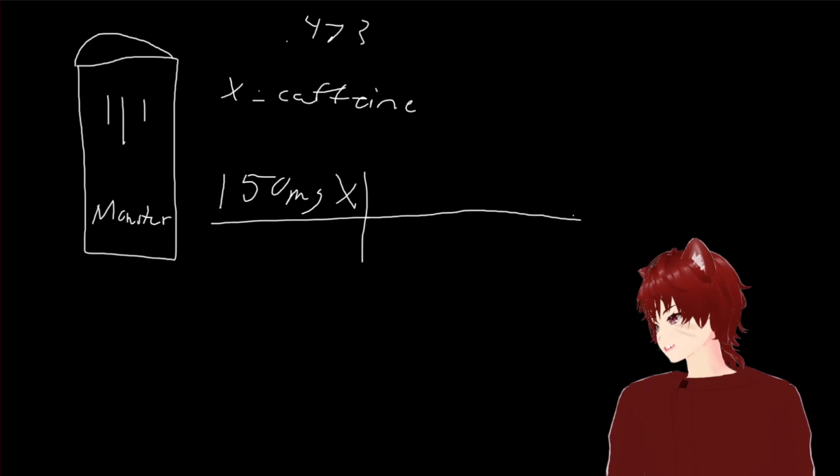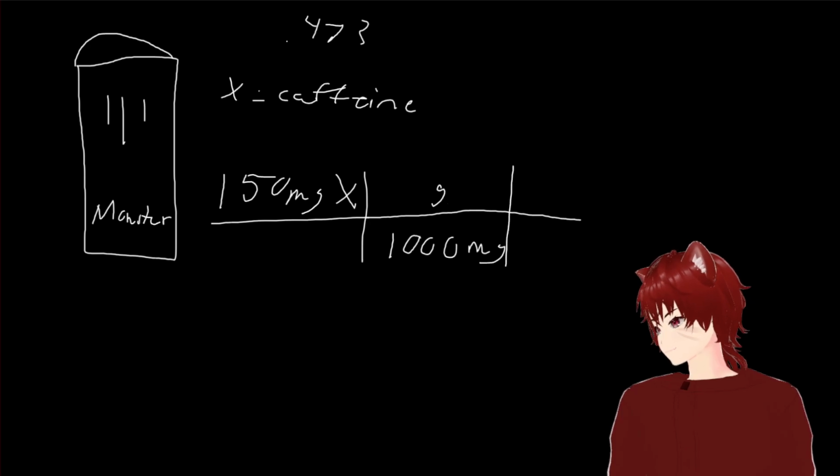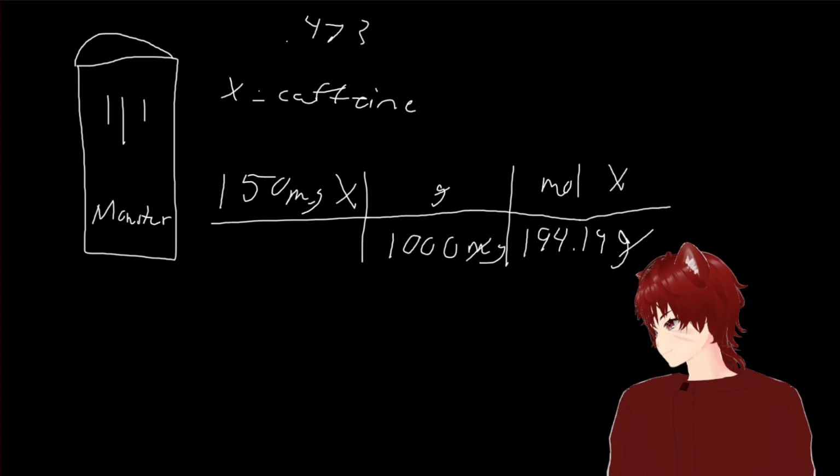So let's try and find the number of moles in this can of White Monster. So we have our 150 milligrams. There's 1,000 milligrams per gram. And then the molar mass of caffeine is 194.19 grams. Cancel our labels. And we're left with 7.7 times 10 to the negative fourth moles. Let's keep that up here for later.